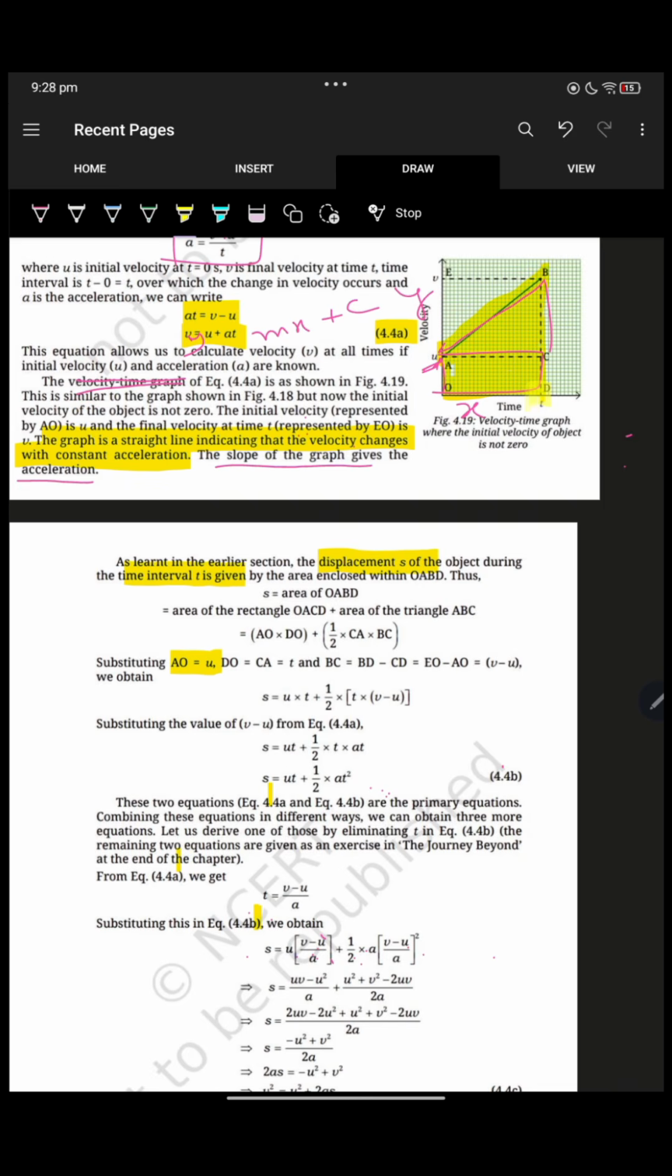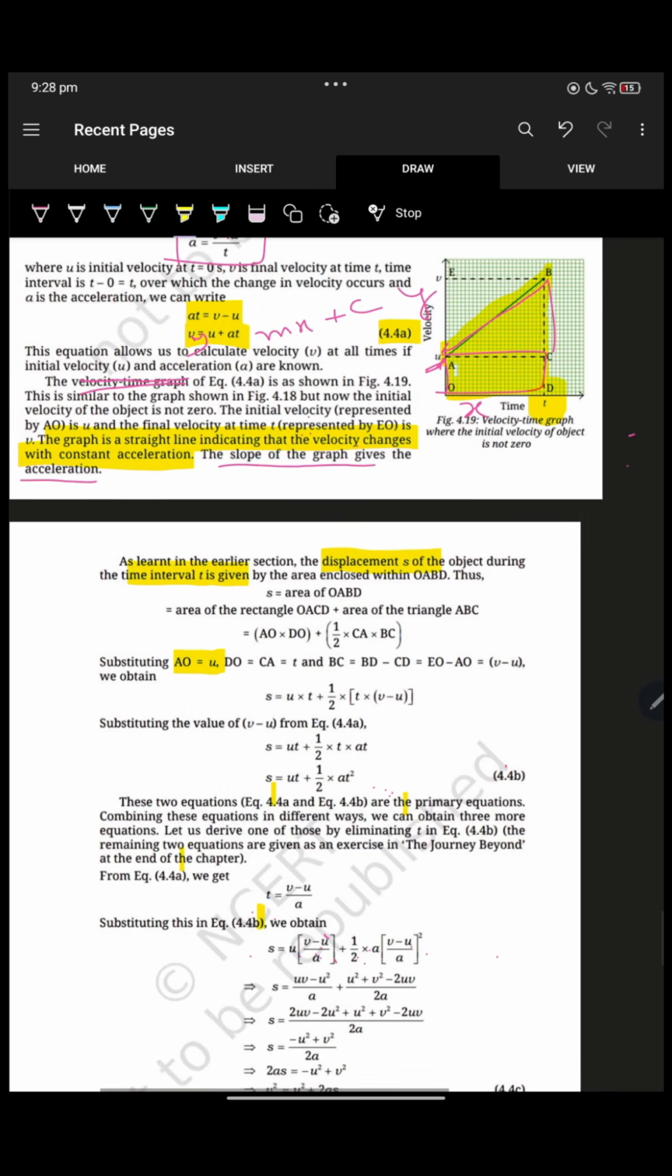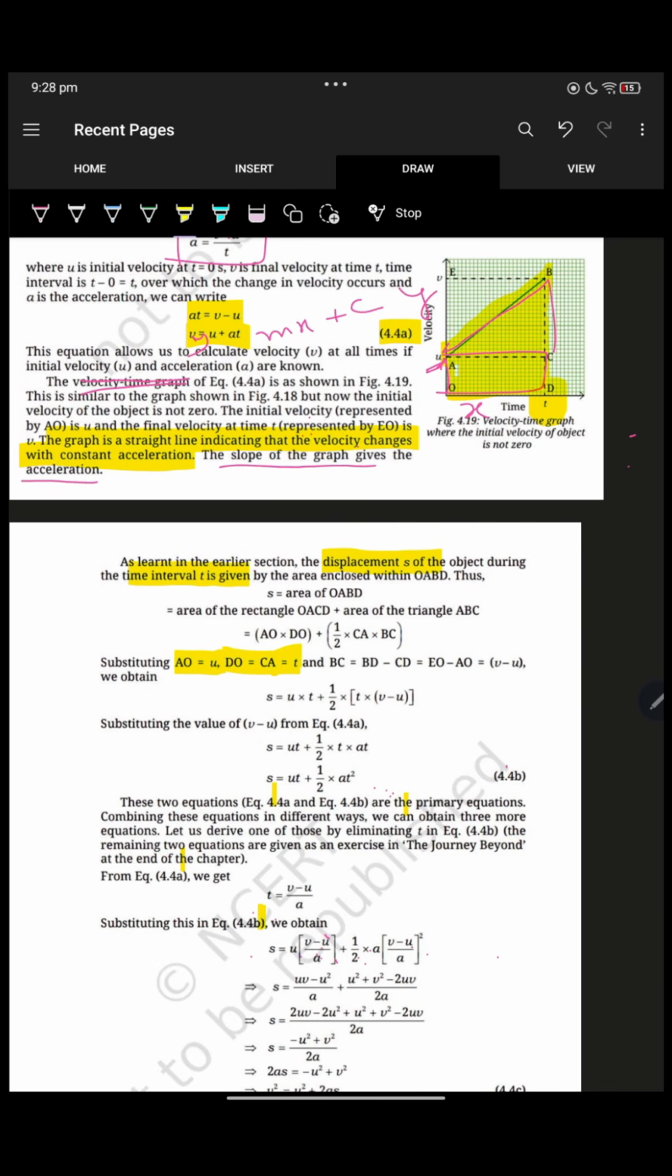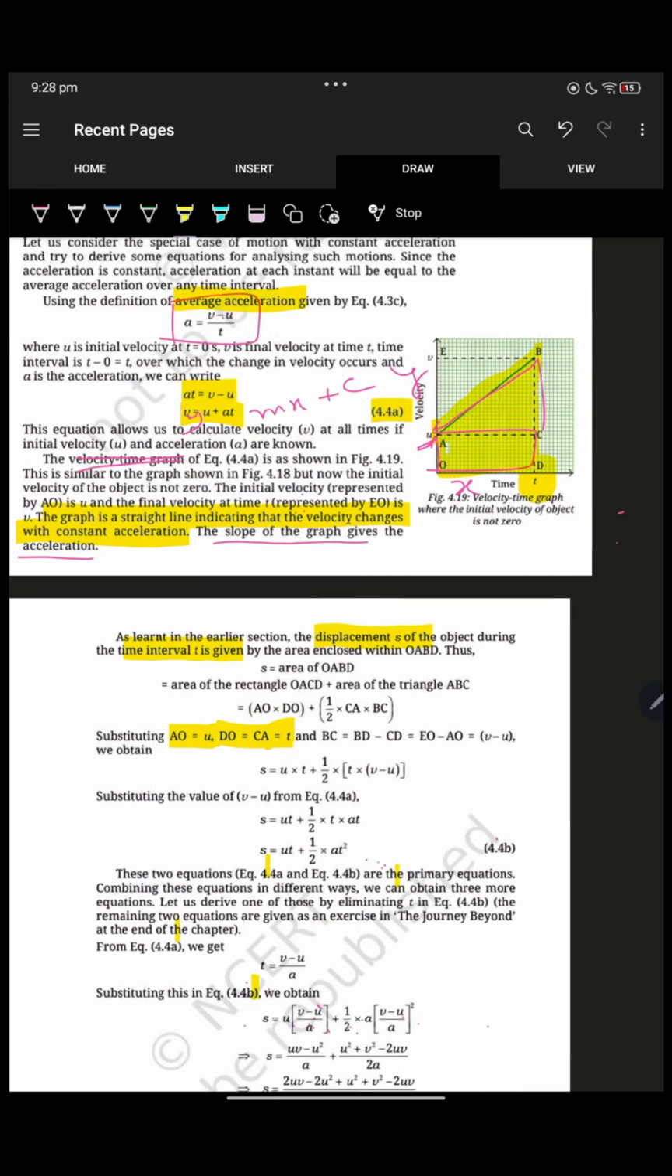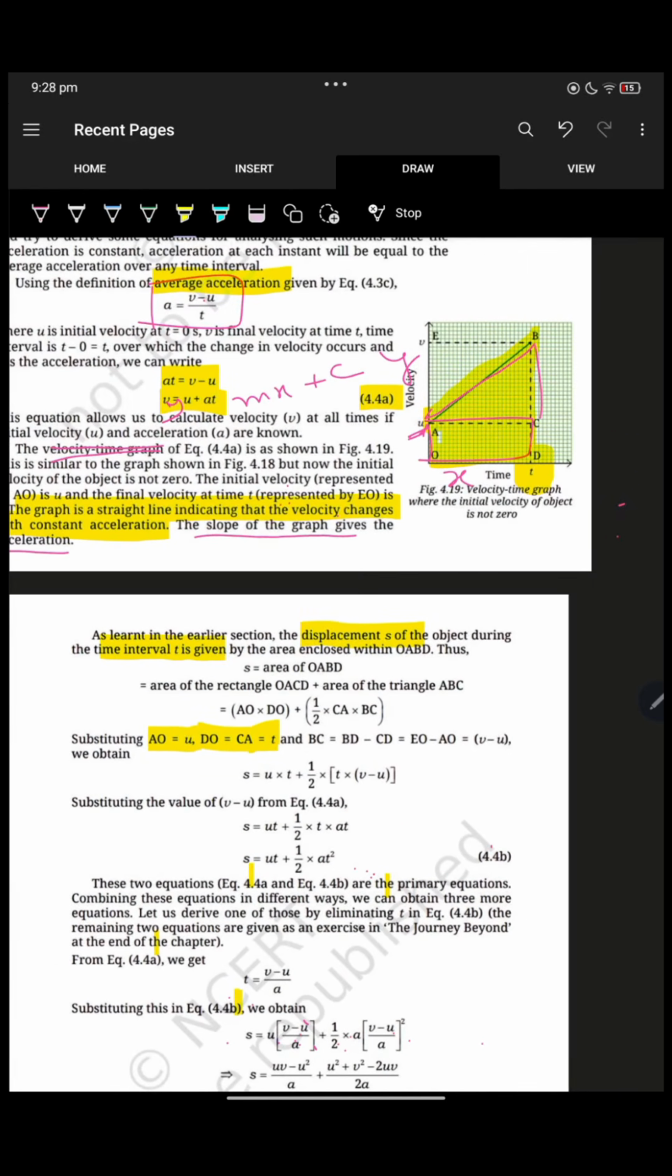DO is equal to the time interval, which is T. And BC is equal to... So what did we get? We have got the area of the rectangle, this one, U into T, because we know the area of the rectangle is equal to OA into OT. So we have got U into T plus the area of the triangle, half into base into height.